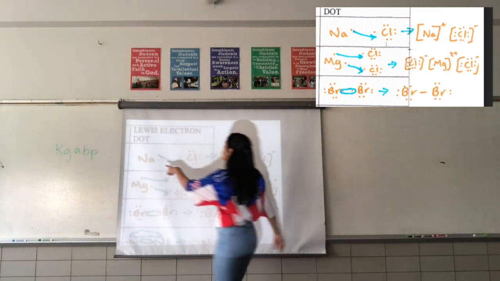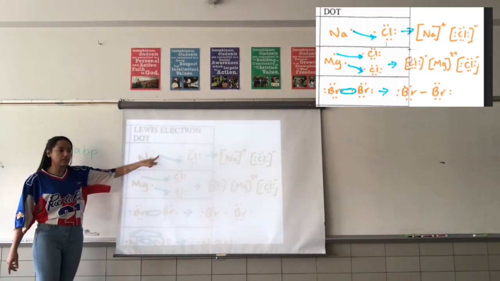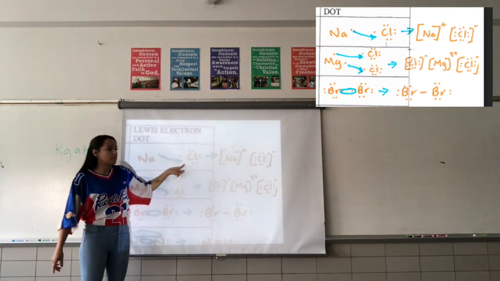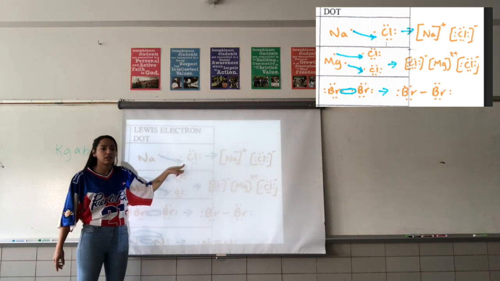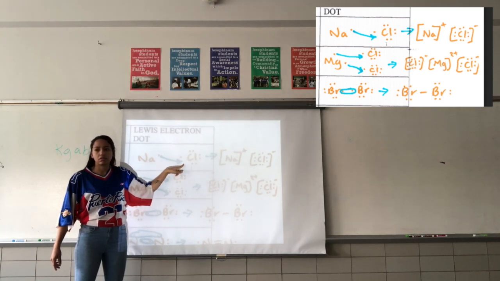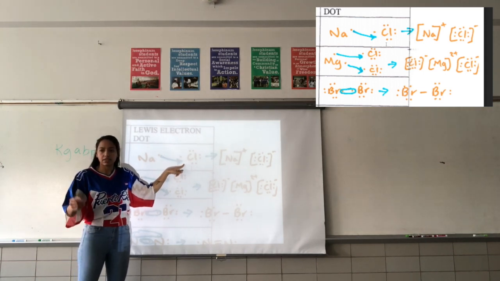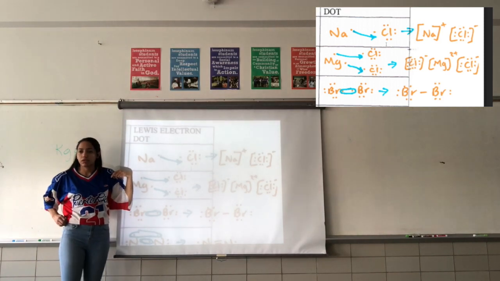For the first one, sodium has 1 valence electron, chlorine has 7. For ionic, I have to make sure that I do what when I'm drawing the Lewis dot structure for ionic? Go ahead, say it. Giving what? Giving the atom.